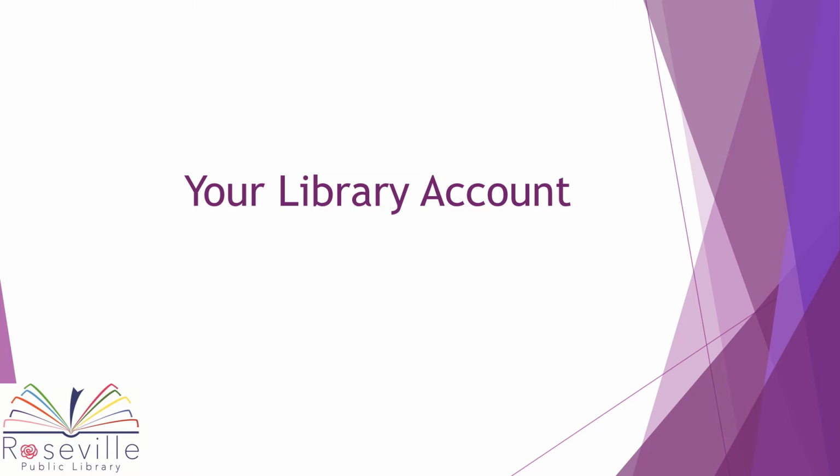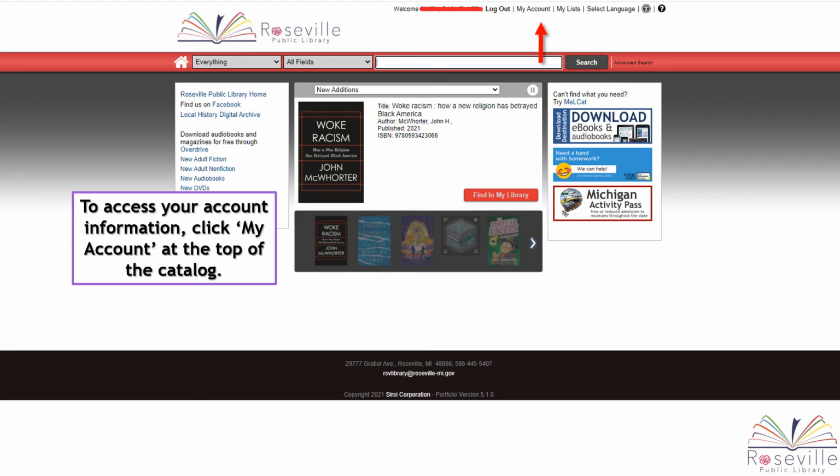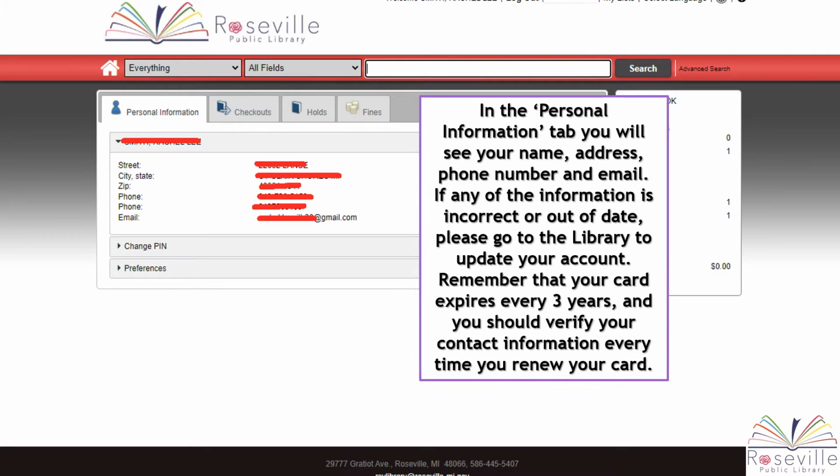Now we will discuss navigating your library account. To access your account, click My Account at the top of the catalog. In the Personal Information tab, you will see your name, address, phone number, and email. If any of the information is incorrect or out of date, please go to the library to update your account. Remember that your card expires every 3 years, and you should verify your contact information every time you renew your card.